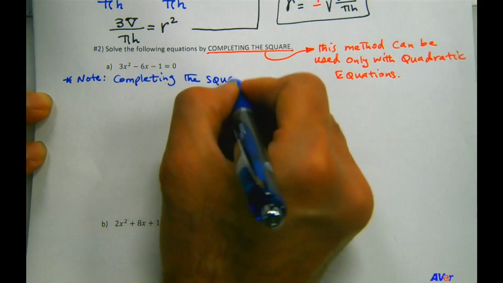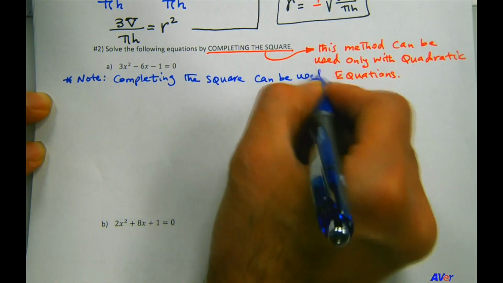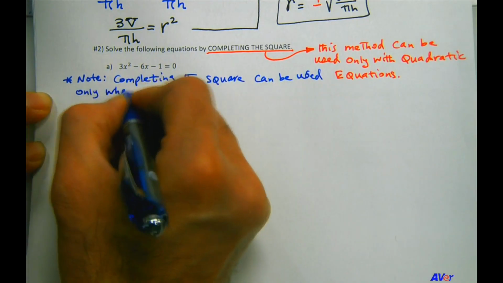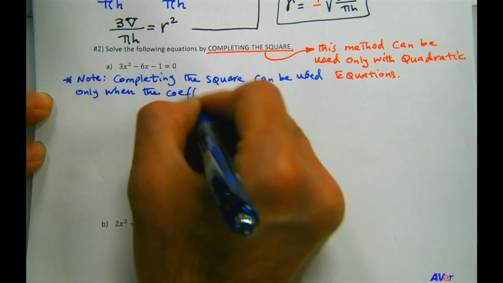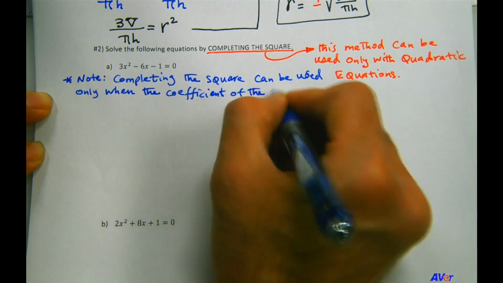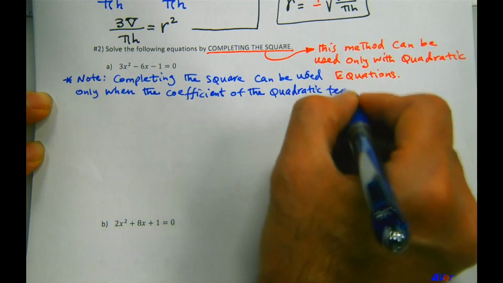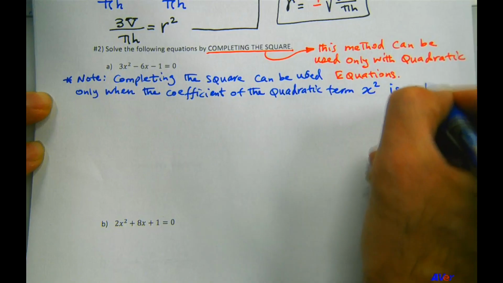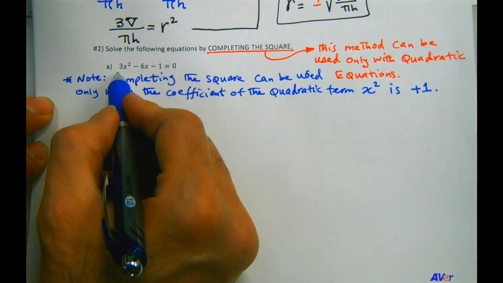Completing the square can be used only when the coefficient of the quadratic term, x squared, is positive 1. Is it positive 1? No, it's positive 3.